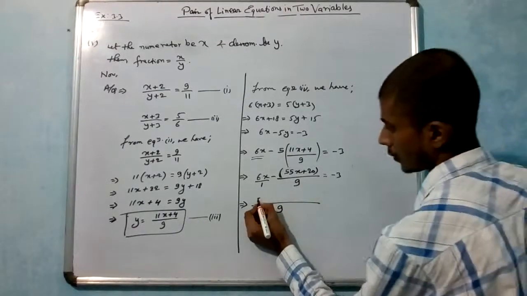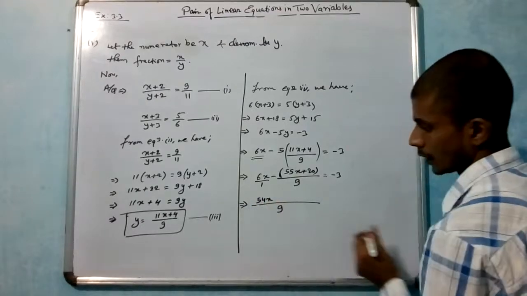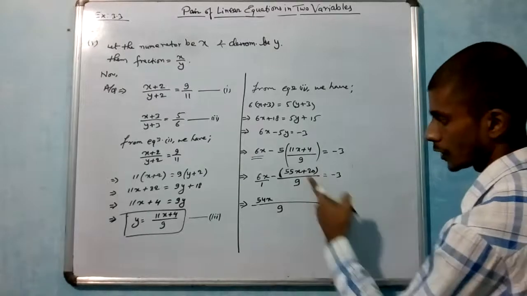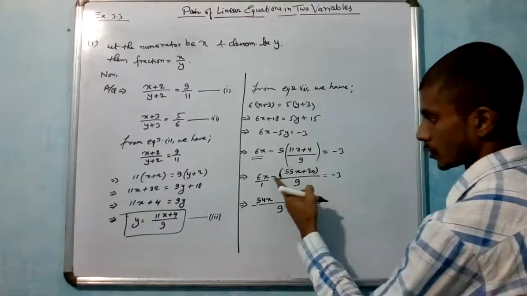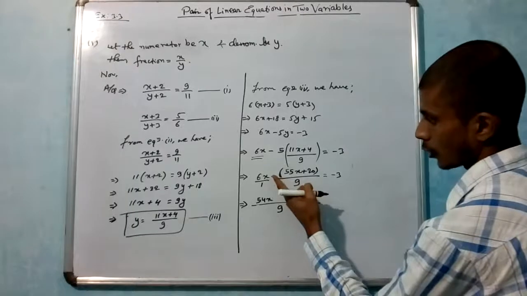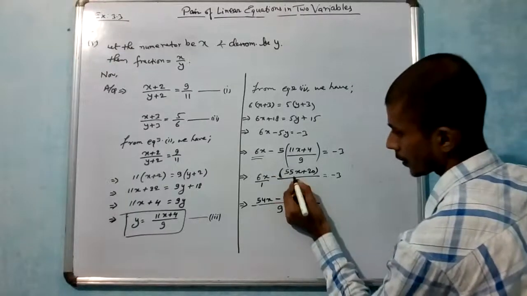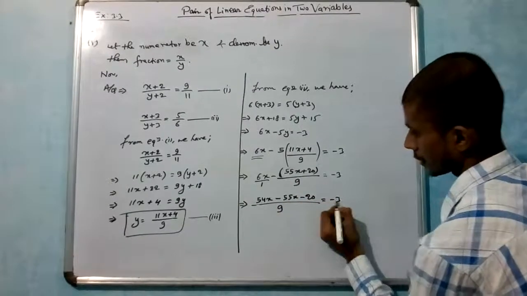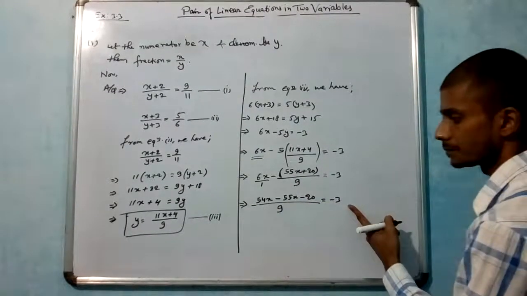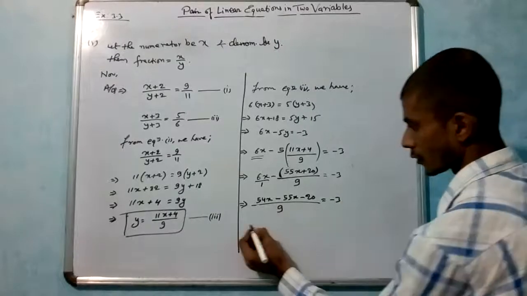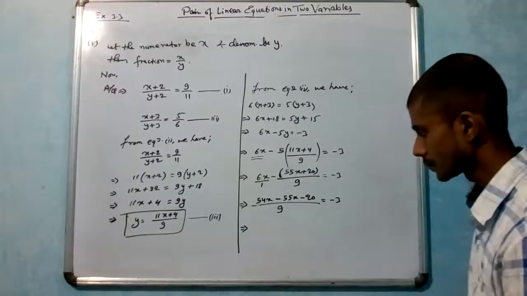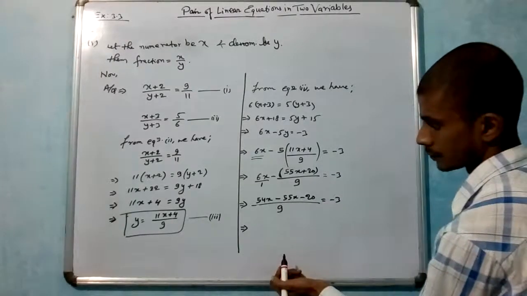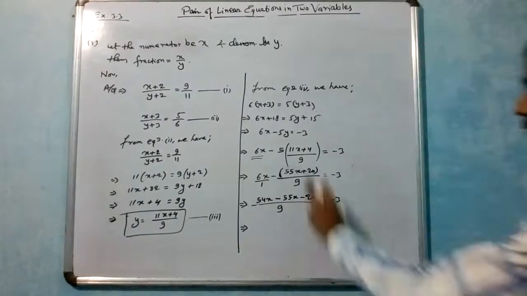9 into 6, 54x. And then this will become 1 times this whole thing, that only. So we just have to open the bracket because the minus sign is here. When we open the bracket, it will become minus 55x minus 20 is equal to minus 3. Got this? Now this 9 will come this side, it will get multiplied here. Any problem? Check.